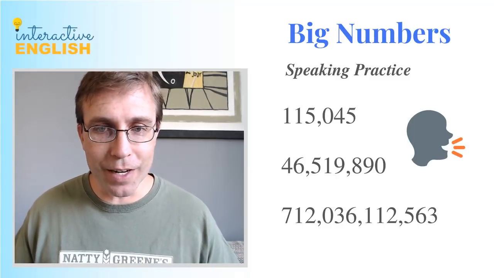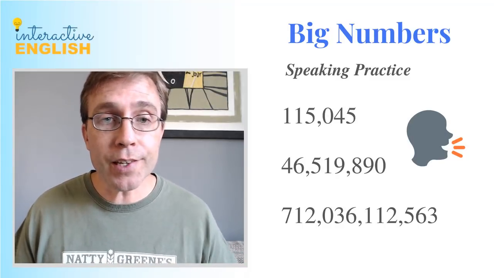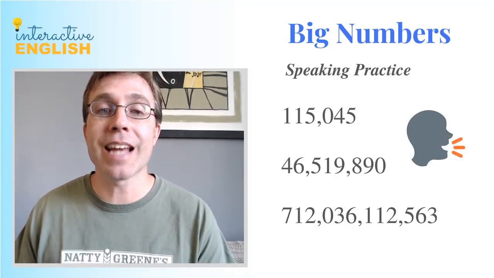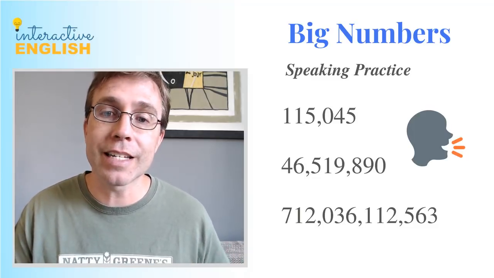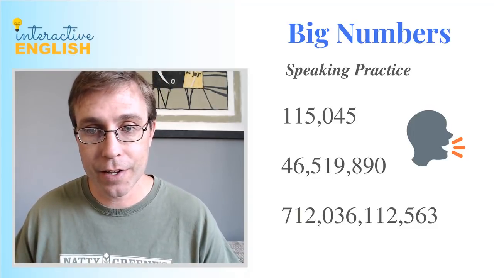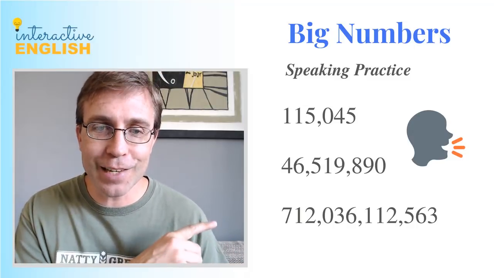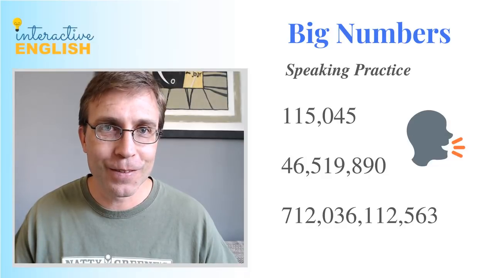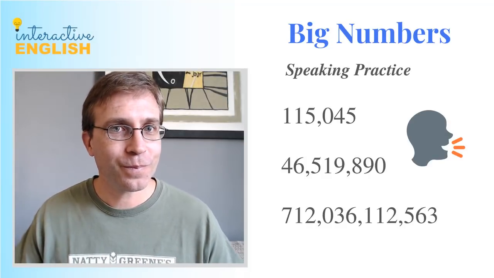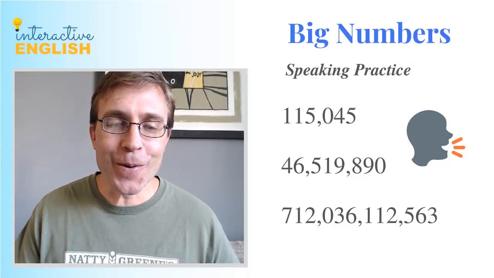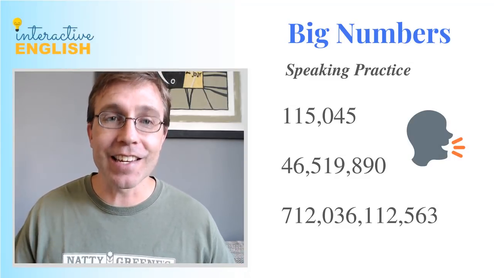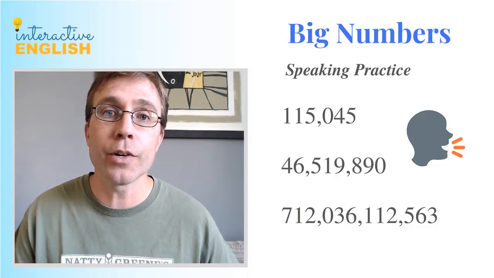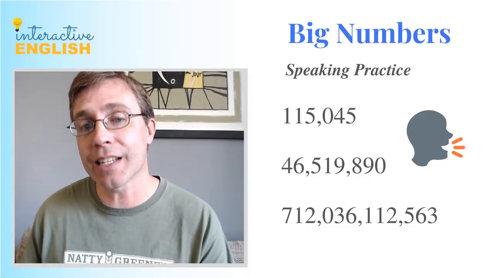So this number, again, you have those two commas in there. 46,519,890. All right. And this last one, this bigger number here, how would you say this one? Ready? Go. So that number right there is 712,036,112,563.